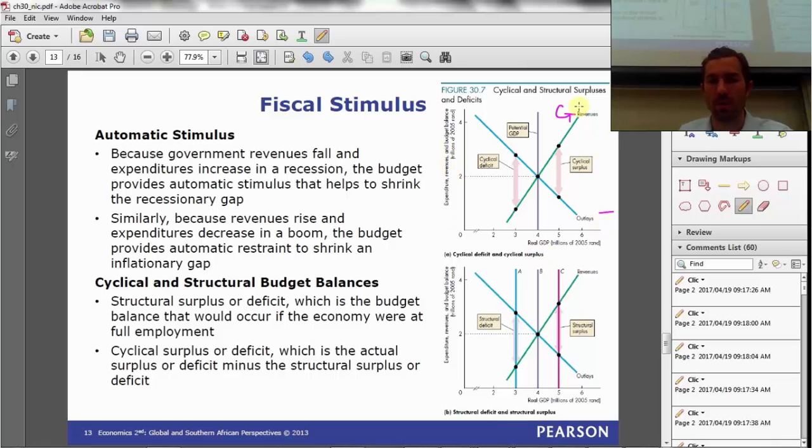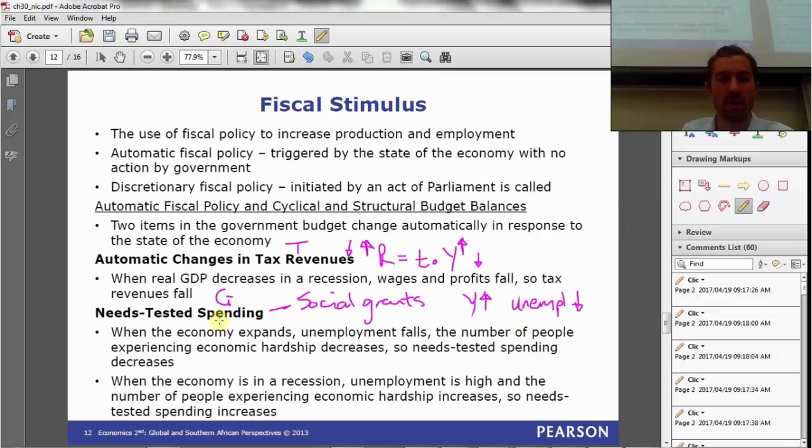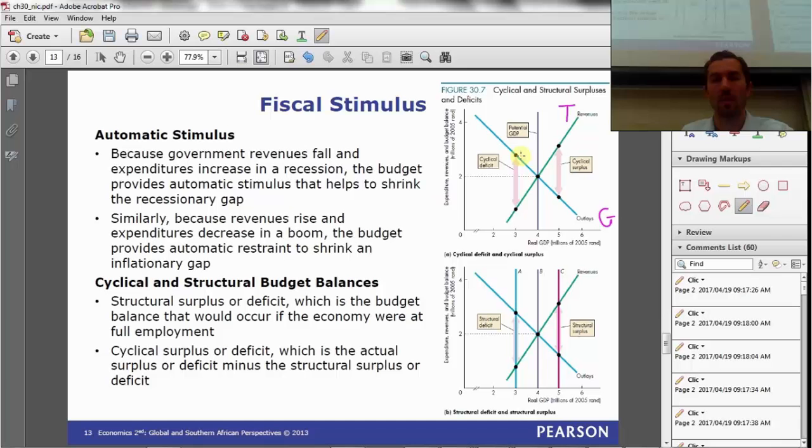Sorry, what am I talking about? I just got those wrong. Revenues, taxes, outlays, government spending. So government spending on things like social grants is going to decrease as output increases, right? So we've got a negative relationship between government spending and output. Alternatively, what about taxes? As output increases, tax revenues increase, so we have a positive relationship.